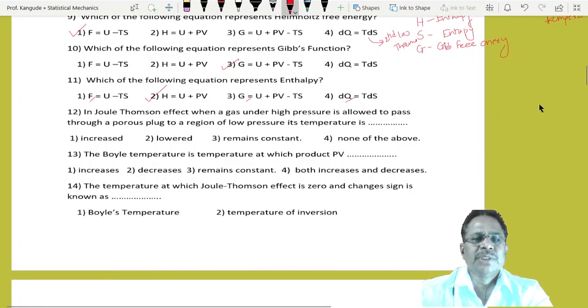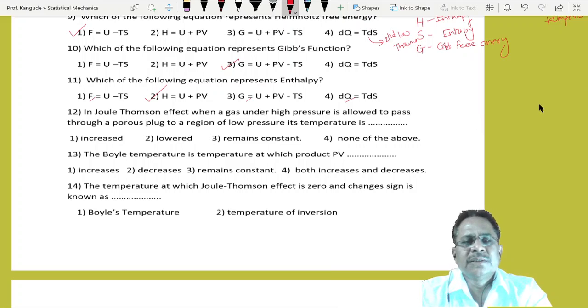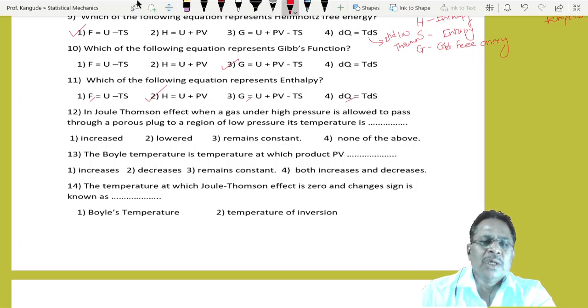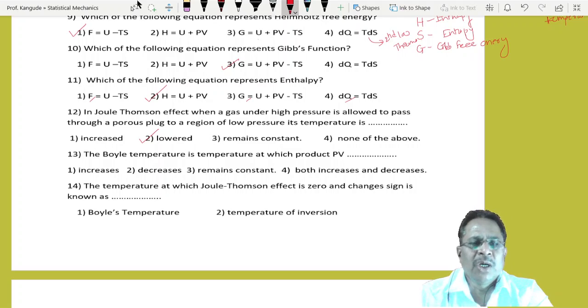Then question number 12: in the Joule-Thomson effect, when a gas under high pressure is allowed to pass through a porous plug to a region of low pressure, its temperature is, so that is what is called the Joule-Thomson effect. Whenever such a case occurs, the temperature of that gas is reduced considerably, and therefore lowered. That is the correct option of question number 12.